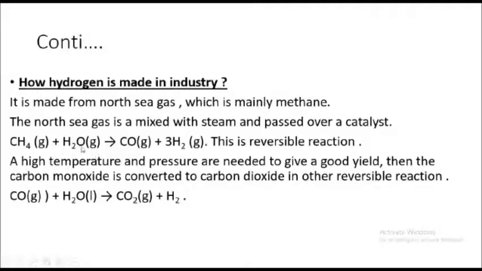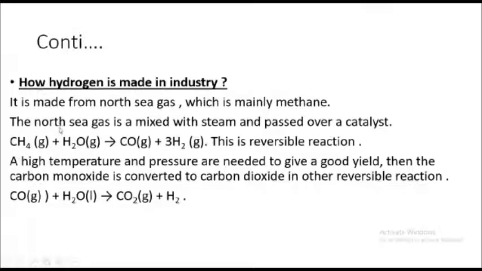So the reaction will look like this. This is CH4, this is methane. It's not just North Sea gas, it's mainly methane. You can see methane.